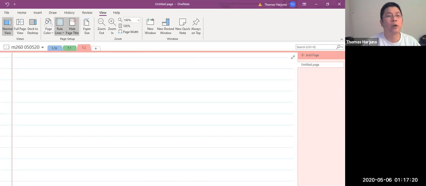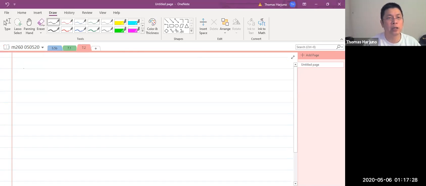Now, 7.2. In 7.2, we will learn three things. What are those things? The first one is arc length. The second part is sector area. The third part is linear and angular velocity.